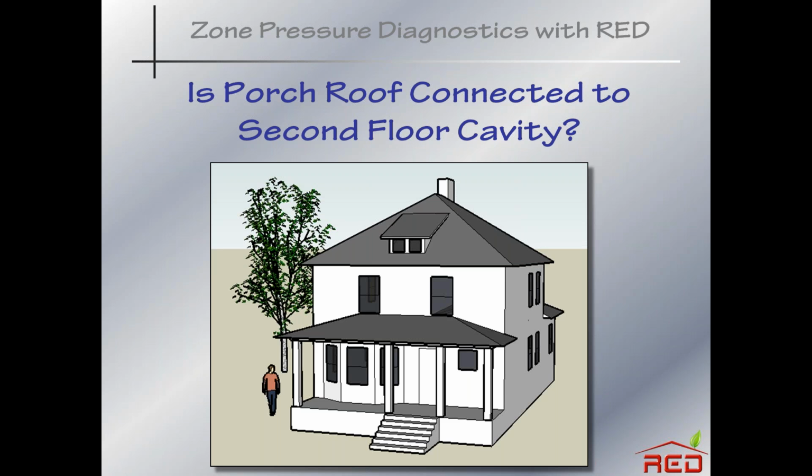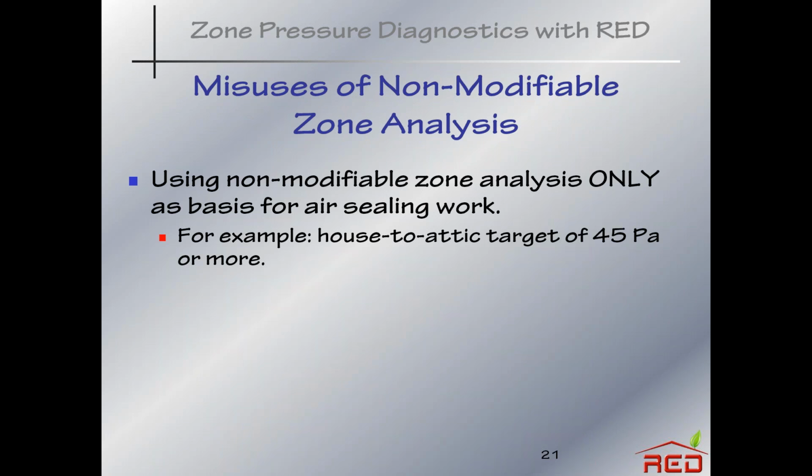So this is a place where non-modifiable zone pressure diagnostics can be useful. Again, all you need for that is a blower door and a digital manometer. You don't need a calculation aid. I've already said that there can be misuses of non-modifiable zone analysis. I mentioned the weatherization program in the Mid-Atlantic state.